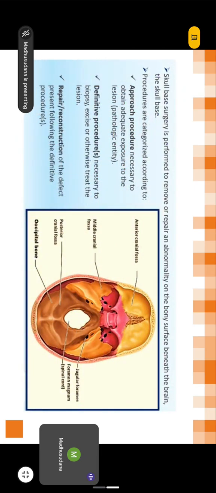Okay, so anterior approach is different. Definitive procedure, repair or reconstruction, what exactly the doctor has done. Why? Because for the approach only we have a separate code. We should report a separate code. It's difficult to reach up to there. Okay, so approach procedure, definitive procedure, and repair or reconstruction procedures. These are three different kinds of procedures the doctor can perform in the skull base.